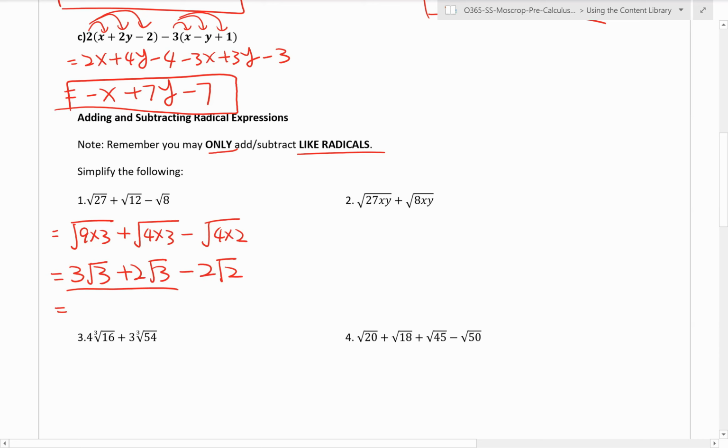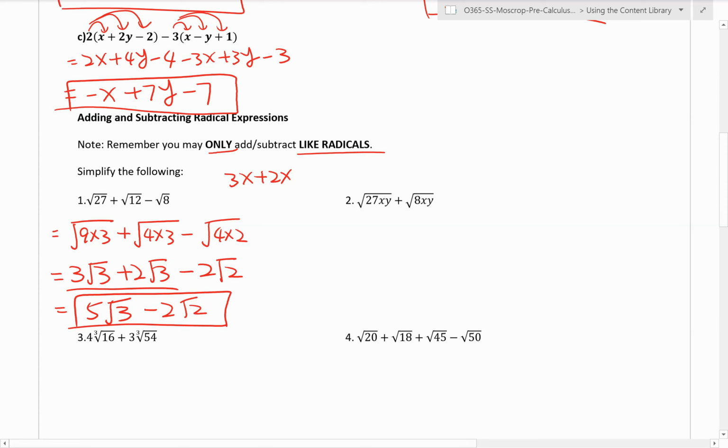Now you can see these two are like radicals, right? Same radicand, same index. The coefficient is not the same, that's okay. 3 plus 2 is 5, so 5 root 3. Just like 3x plus 2x is 5x, right? So 3 root 3 plus 2 root 3 is 5 root 3, minus 2 root 2. There you go. There's nothing you can do about 5 root 3 and 2 root 2 though, right?